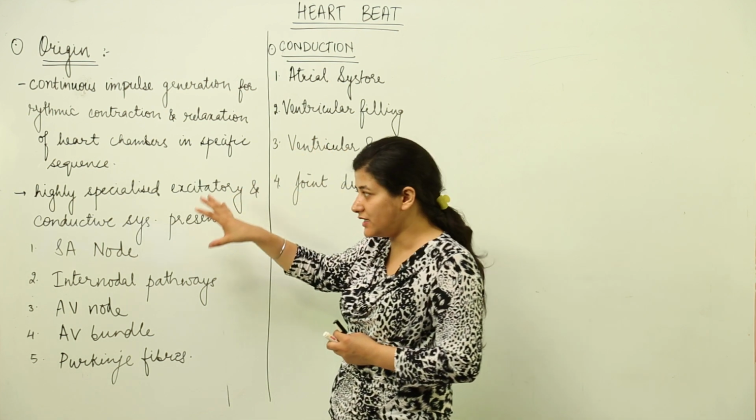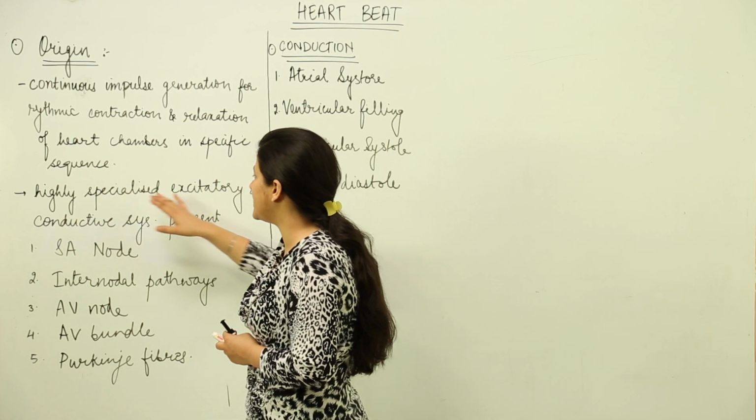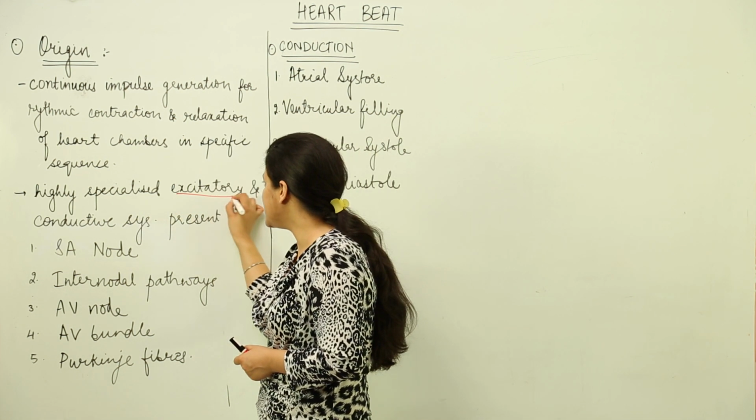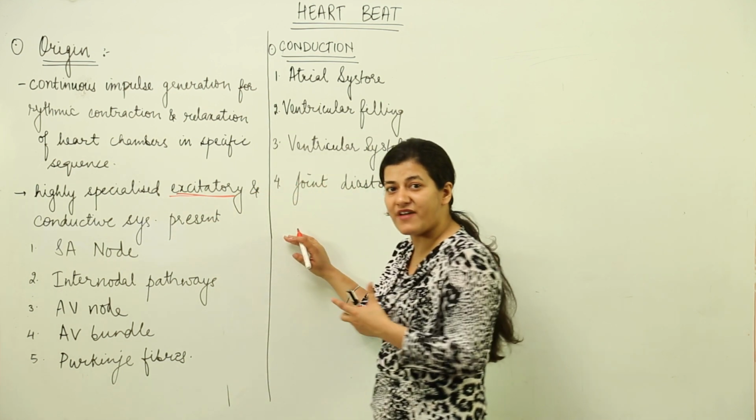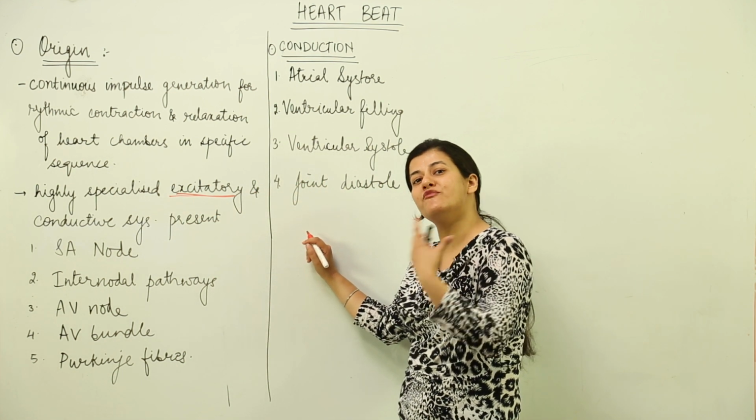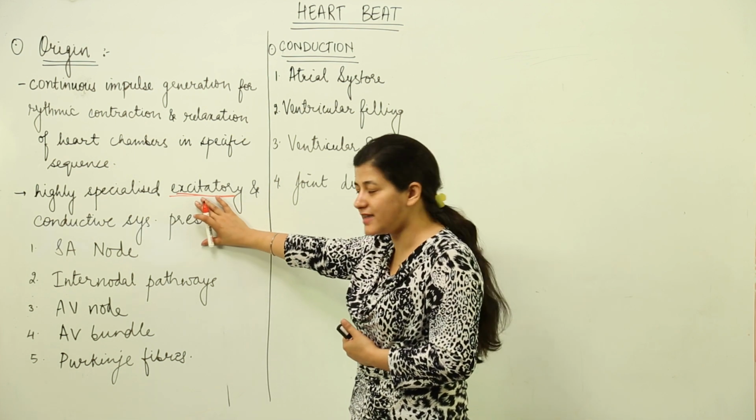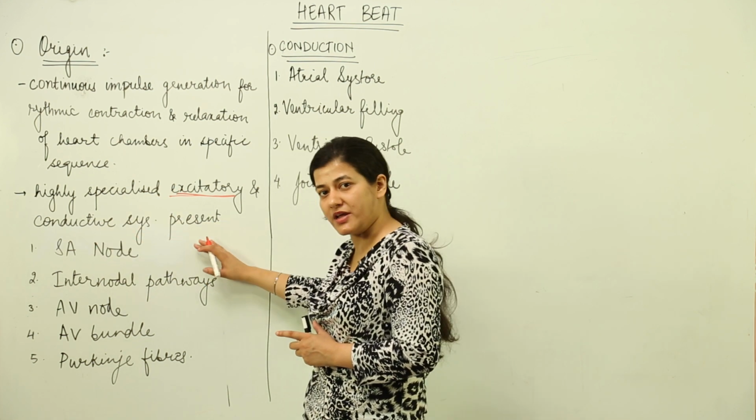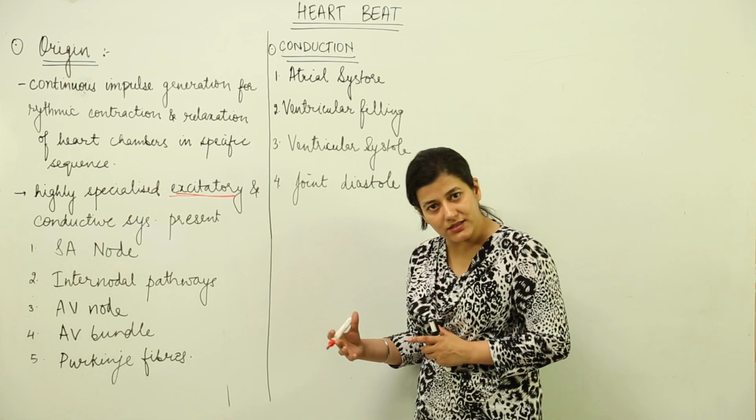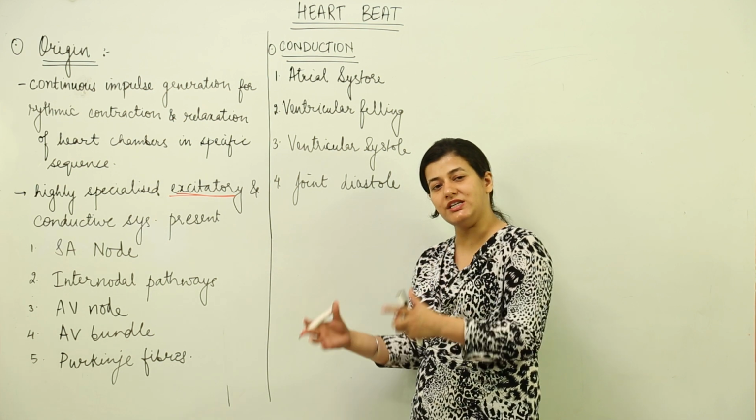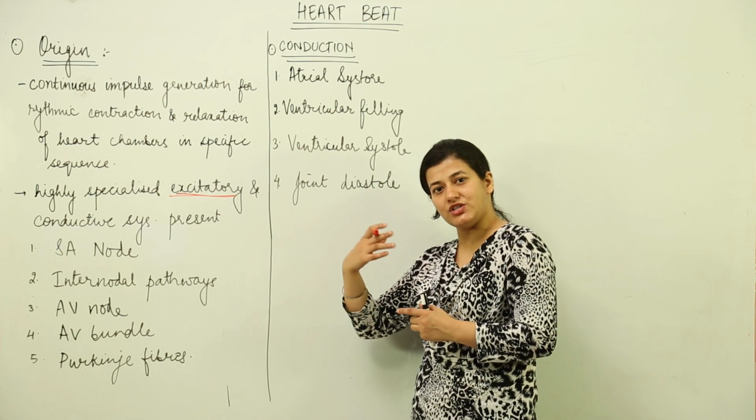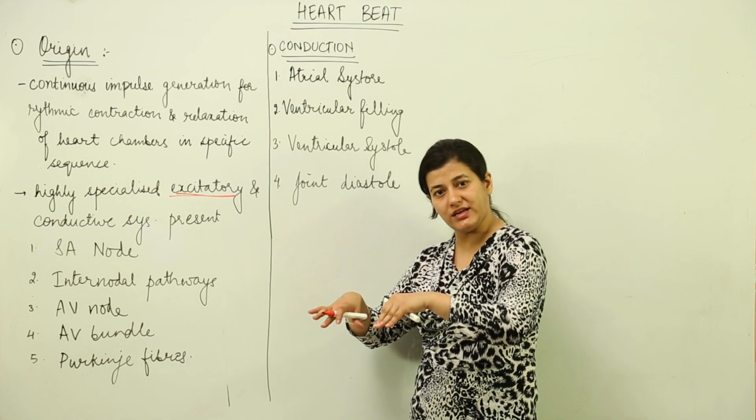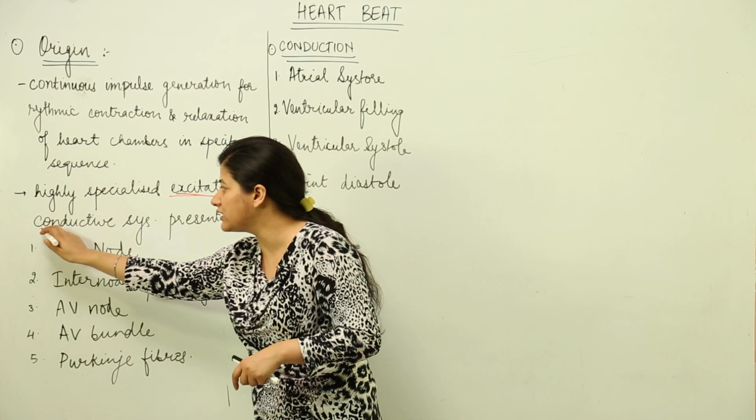Now how is it conducted? It is conducted by a highly specialized excitatory and conductive system. When I call it excitatory, please remember it is self-excitatory. The excitation does not come from the neural system. There would be some self-excitatory cells which would not need neural signals, and once that excitation has started in the form of impulse, that impulse has to radiate through the heart completely. That would be conducted out by a conductive system.